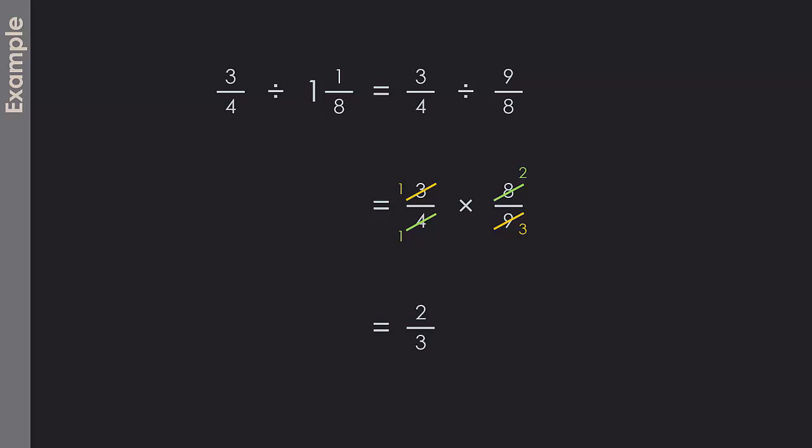Now let's see another example. What is 1 and 1/2 divided by 3 and 2 over 5? Both fractions here are mixed numbers. So we change both of them into improper fractions. 1 and 1/2 becomes 3 over 2. 3 and 2/5 becomes 17 over 5. Now let's rewrite the division. 1 and 1/2 divided by 3 and 2 over 5 equals 3 over 2 divided by 17 over 5.